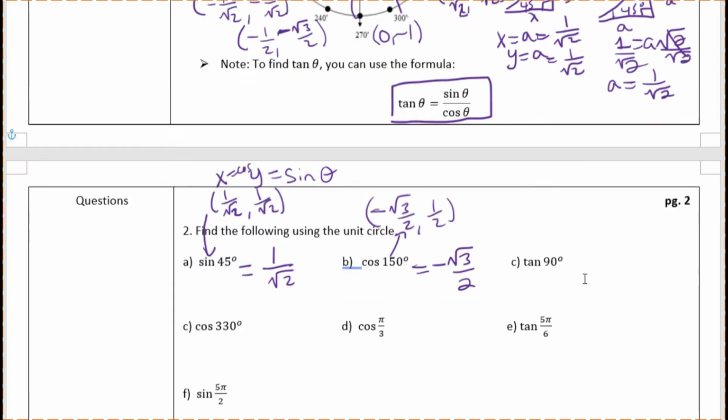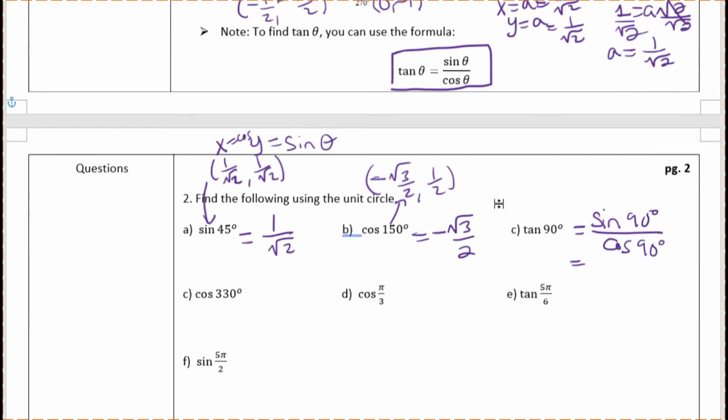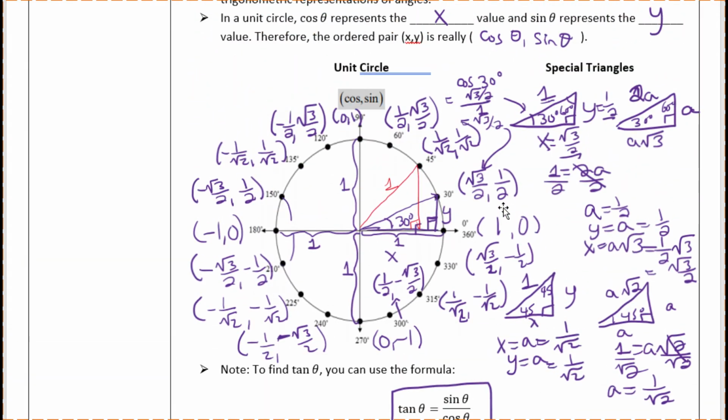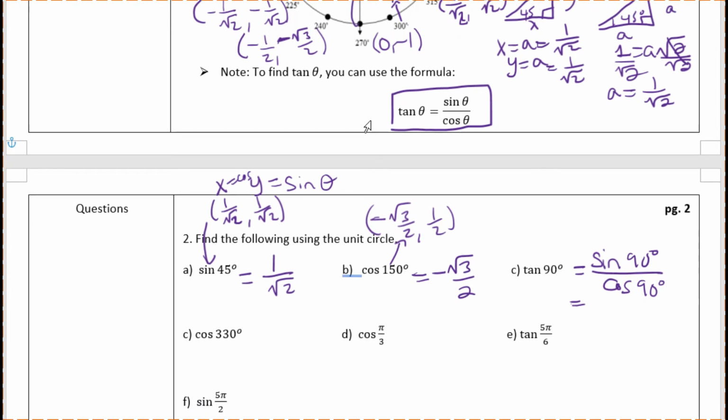And then you have tangent of 90. To do tangent of 90, we're going to do sine of 90 degrees, using the formula up here, over cosine of 90 degrees. So we need to look at the coordinates for 90 degrees. That's 0, 1, right? So that means the cosine is 0 and the sine is 1. So we have 1 over 0.